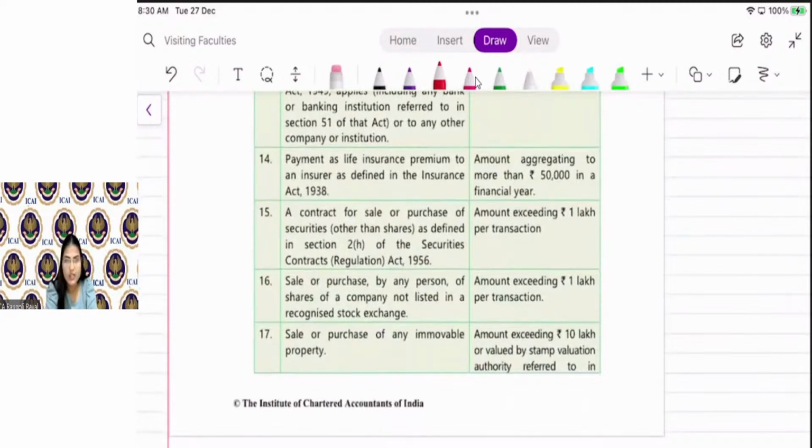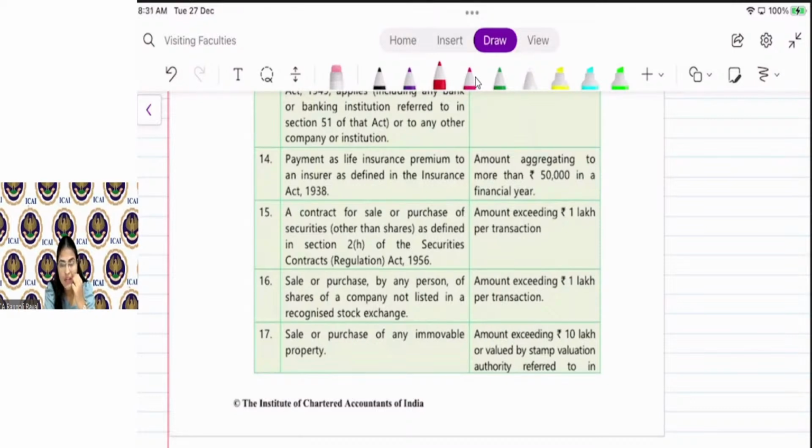A contract for sale or purchase of shares of a company not listed on a recognized stock exchange, that is, a private company or unlisted public company. So if you are purchasing shares of a private company or selling shares of a private company and the transaction value, that is the sale or purchase price of those shares, is more than 1 lakh per transaction, then you are required to mention your PAN.